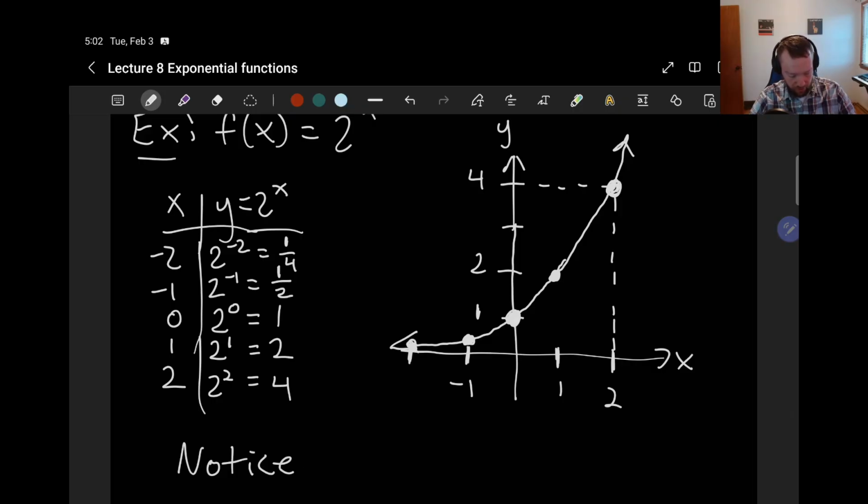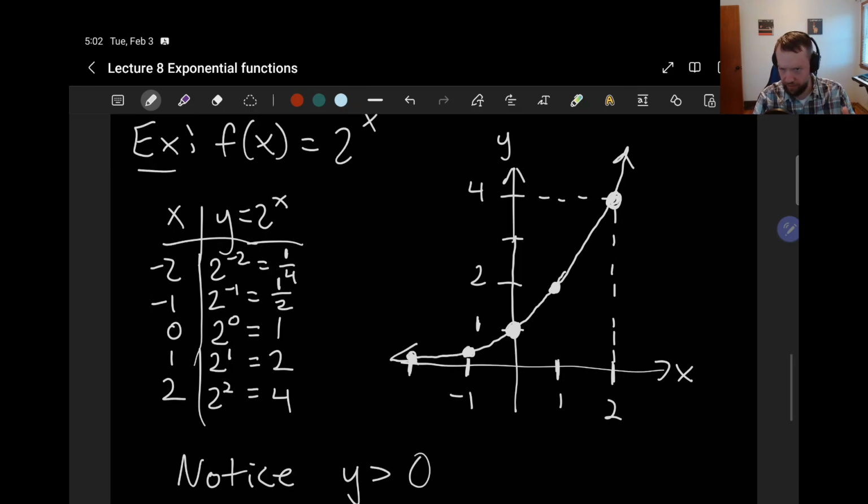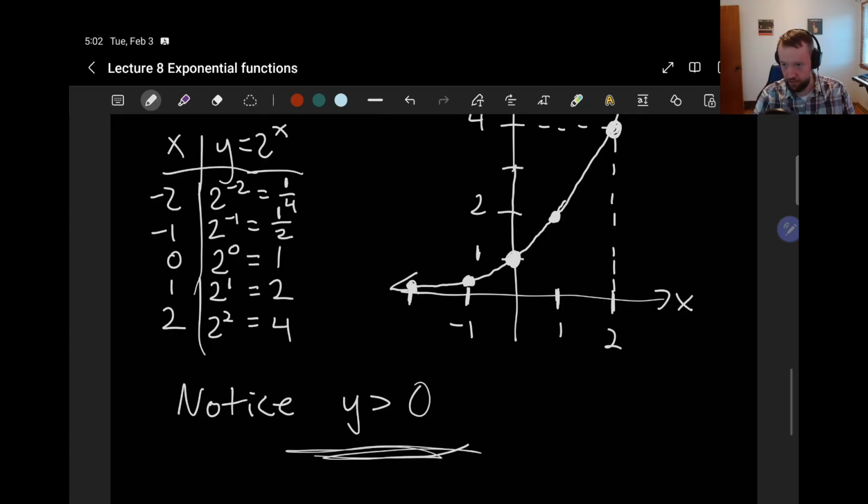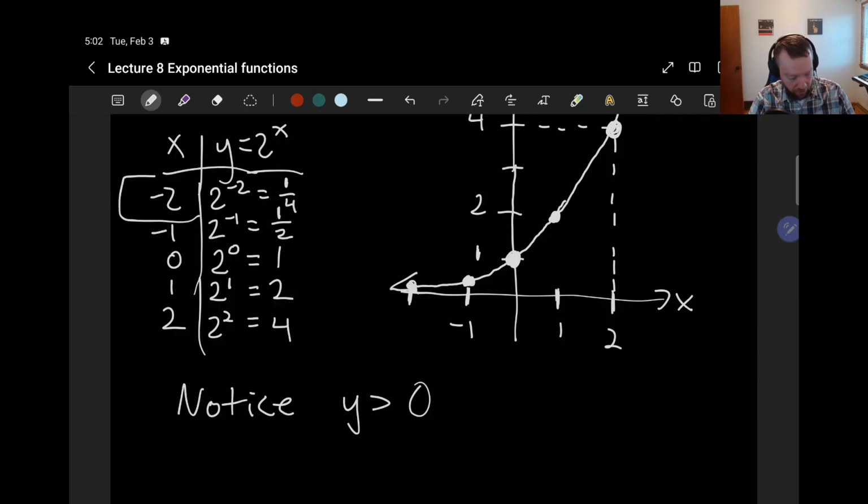So real quick, just notice that the y value is always greater than 0. That's a feature of these things, unless you artificially lower the graph. We'll talk about that in a second. But when you have a function of the form that's just a to the x, then you're always going to be above the x-axis. You see, even when we plug in negative x, we still have ultimately a positive number. It just gets very small, gets close to 0.